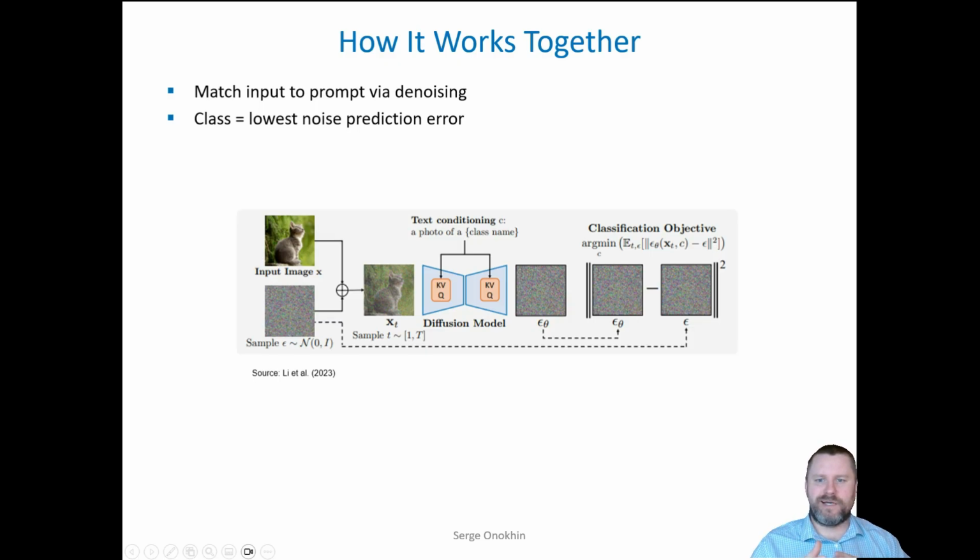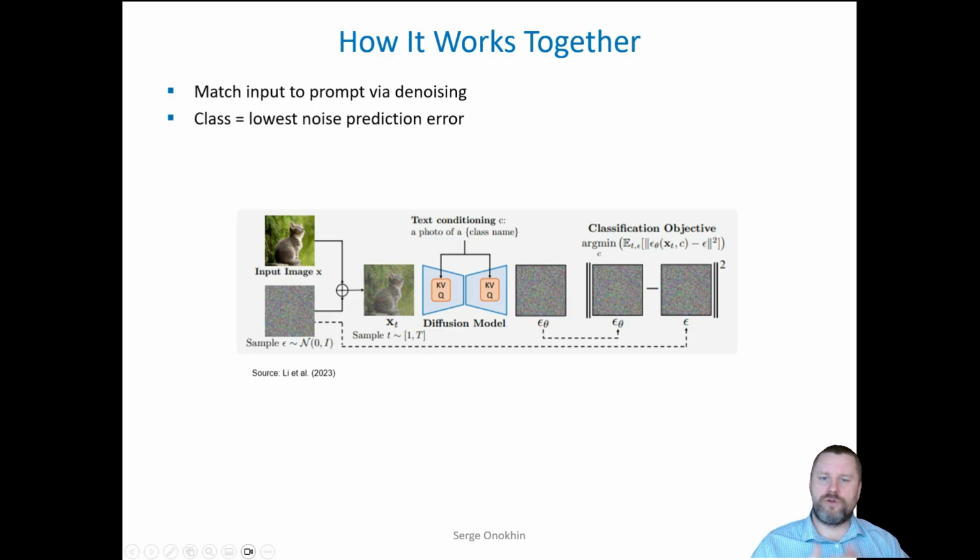So in my case, I didn't generate images. I did the reverse. I took actual satellite crops and asked Stable Diffusion, does this look like a pickup truck, a bus, et cetera. For each prompt, I checked how well the model predicted noise, and whichever had the lowest error became the predicted class. This diagram shows how that process works visually, from image encoding to noise prediction and finally classification.